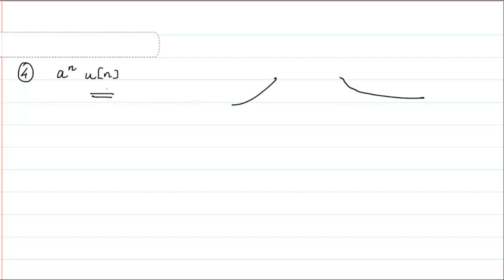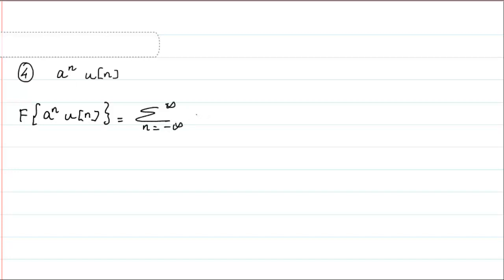But all of this will be only on the right hand side of the time axis, because it is all multiplied with u of n. So using this equation, we can write for the exponential sequence. So the Fourier transform of a raised to power n u of n is given by summation n equal to minus infinity to infinity, the signal a raised to power n u of n e raised to power minus j omega n, which, since u of n exists only from 0 to infinity, we will rewrite the summation limit as n equal to 0 to infinity, a raised to power n, u of n will be 1, then e raised to power minus j omega n.